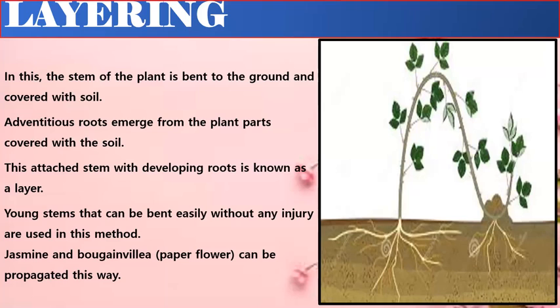Another method of vegetative propagation followed artificially is layering. In this, the stem of the plant is bent to the ground and covered with soil. After some time, adventitious roots emerge from the plant parts covered with the soil. This attached stem with developing roots is known as a layer. Young stems that can be bent easily without any injury are used in this method of layering. Jasmine and bougainvillea can be propagated this way.